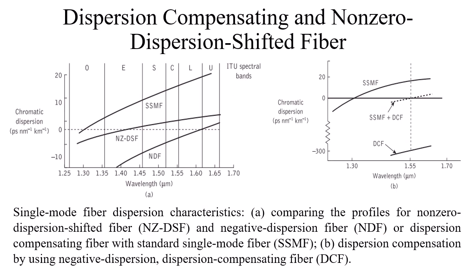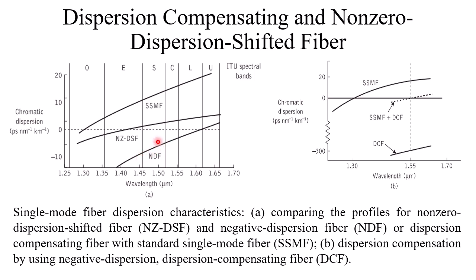Dispersion compensating and non-zero dispersion shifted fiber. This figure shows the dispersion characteristics, obviously chromatic dispersion characteristics, of standard single mode fiber, non-zero dispersion shifted fiber, and negative dispersion fiber. So this is showing that around 1.3 micrometer for single mode fiber, this is the zero dispersion, and it is increasing. For non-zero dispersion shifted fiber, the curve is like this, and the negative dispersion fiber curve is in the negative portion of the characteristics.